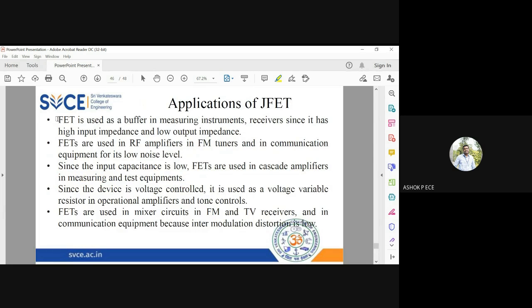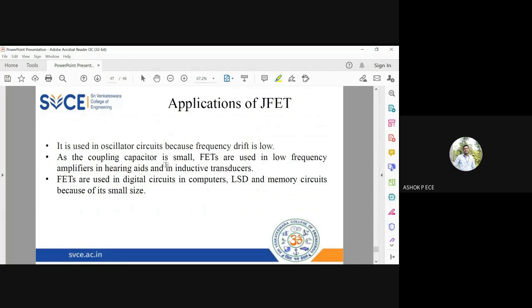An application for FET is given here. FET is used almost everywhere. You can see and read the applications of it. I'm not going to read the points. It is used almost in all the applications: AM, FM, TV, RF amplifier, oscillator, amplifier, and all the digital circuits. Everywhere you are going to use the JFET. So with this, we are winding up our discussion on JFET.